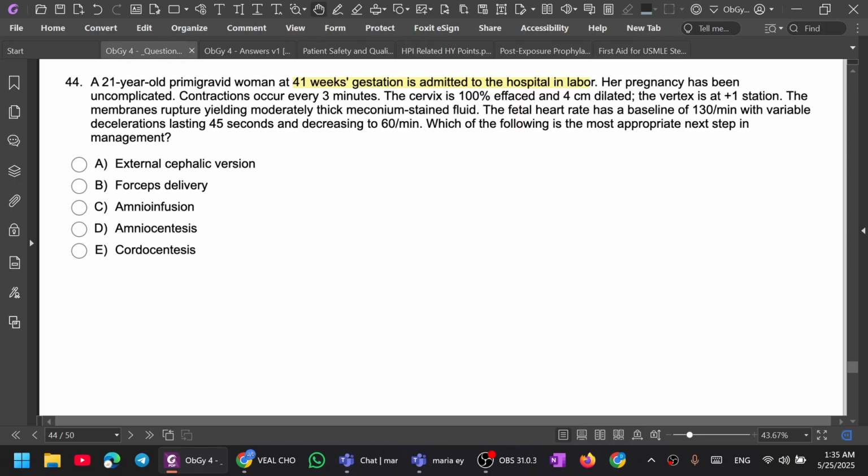What was variable deceleration? Well, variable deceleration, C for cord, cord compression.